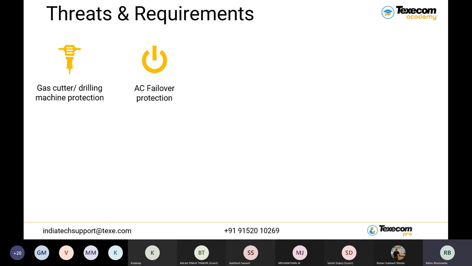Yes, very much. In the Texecom intrusion alarm system, we have outputs available, and we can trigger these outputs whenever there is any AC failure and generate the alarm at the CMS software. So the CMS team sitting there at that time will get the alert of power failure from the branch whenever it happens, and accordingly action can be taken. So for all these threats which I'm talking about, we have the answer. Texecom has all the answers and solutions available if you are using our system.